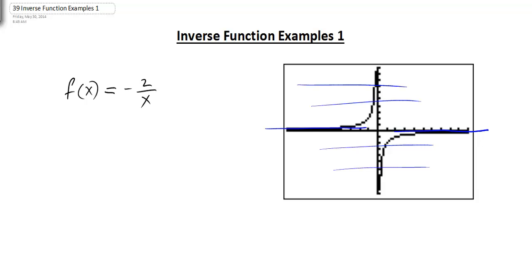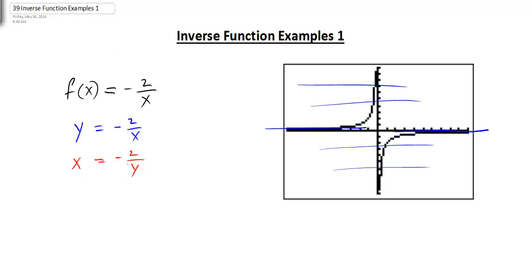So if we want to go through the steps to find the inverse function, it may be helpful if we replace the f of x with y. So really, this is the same as y equals negative 2 over x. Now we're going to switch our x and y. So everywhere there's a y, we're going to make that an x, and everywhere there's an x, we're going to change it to y. Then our next step is to solve the equation for y.